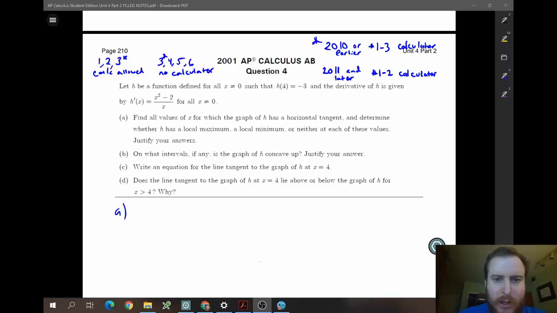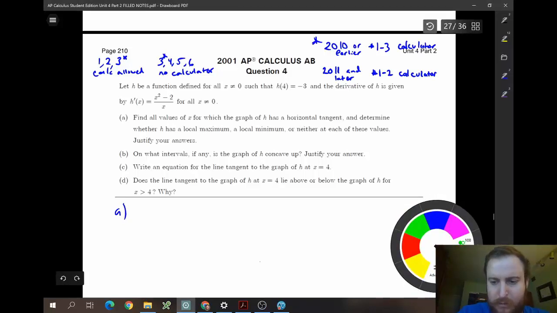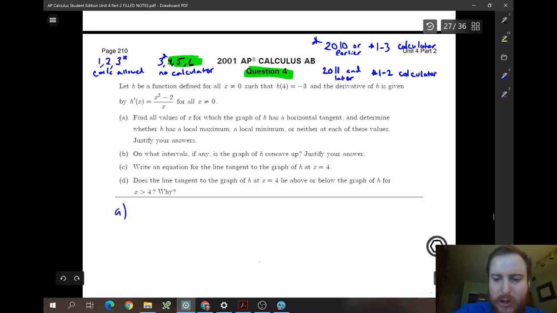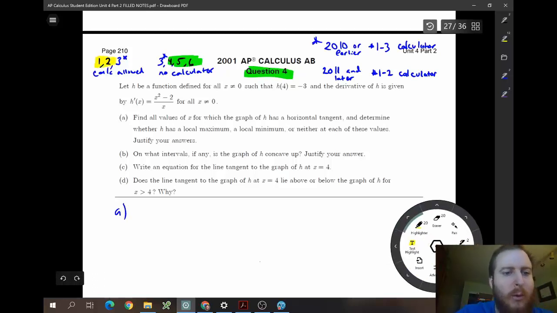So we're going to go through these three AP-style free response questions, and before we do that, I do want to quickly talk about the issue of calculators and whether we're allowed to use a calculator or not. Essentially, anytime you have questions 4, 5, or 6, you're never allowed to use a calculator. So 4, 5, and 6, we're not allowed to. This question is question 4, so we're not going to be using a calculator. If you have questions 1 or 2, we're always allowed a calculator.